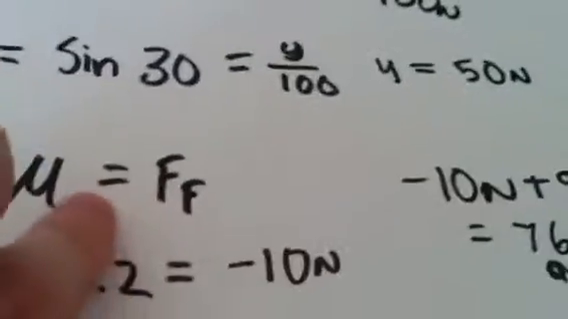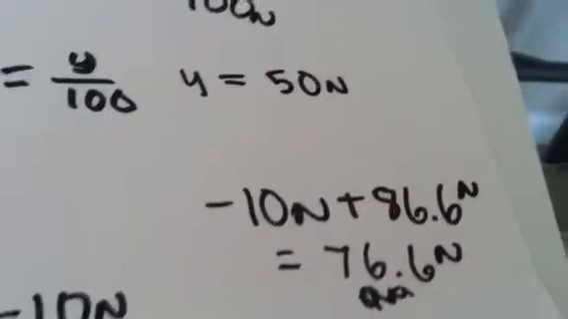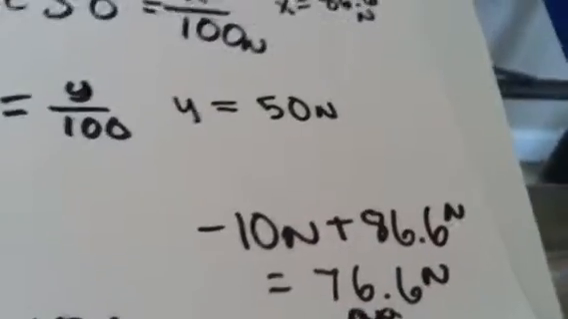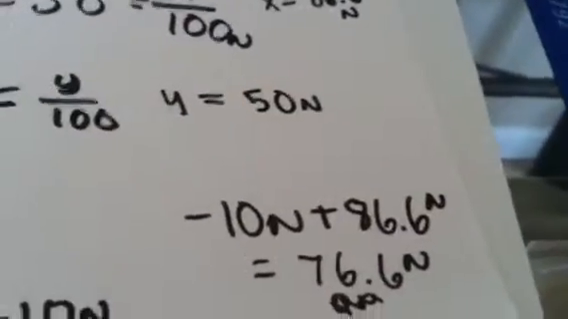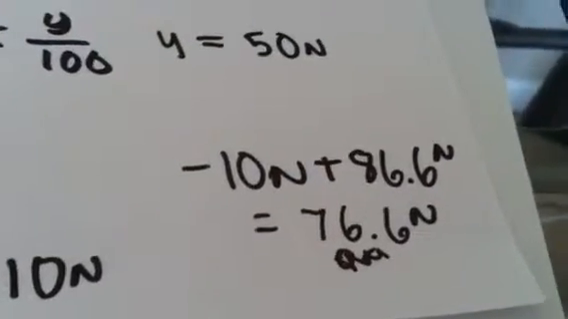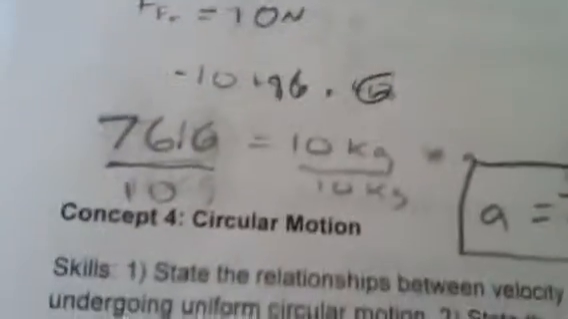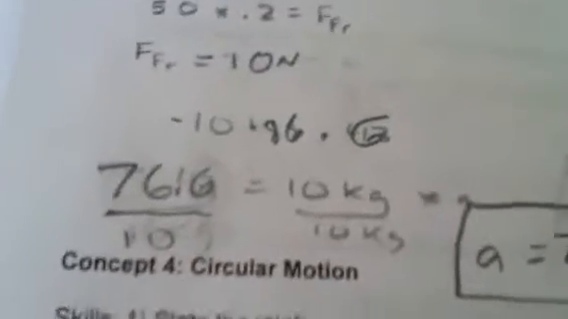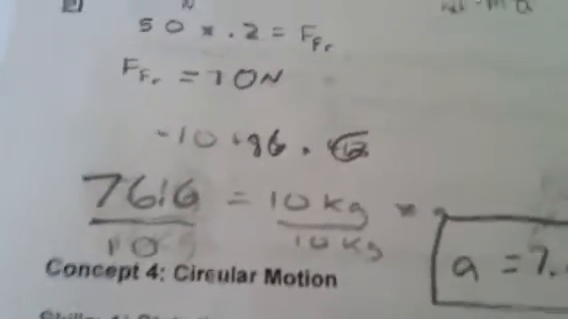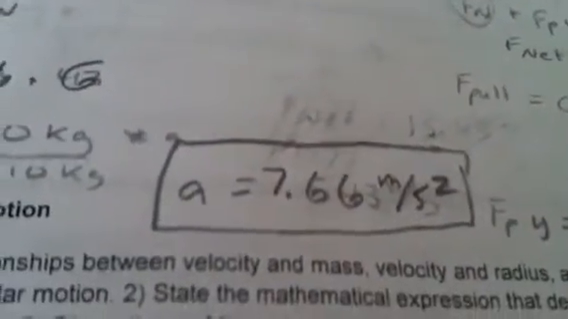So then we have what we can do for our net force. We have pretty much everything. We add those two together: negative 10 newtons plus 86.6 newtons, which we found for force pull x. So now this is our total net force, which is 76.6 newtons. Then we can plug that into the typical equation, force net equals mass times acceleration. They give us the mass, which is 10 kilograms. So divide 76.6 newtons by 10 kilograms, and you'll get 7.66 meters per second squared as his acceleration.